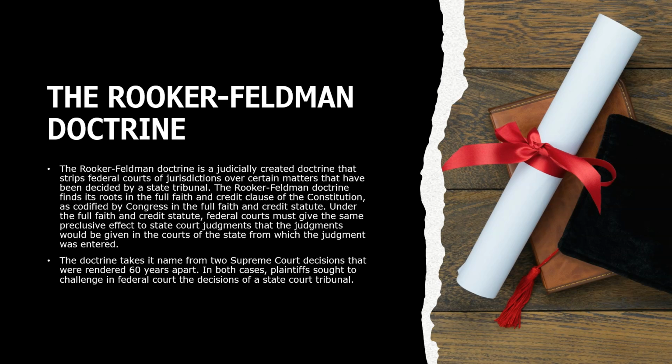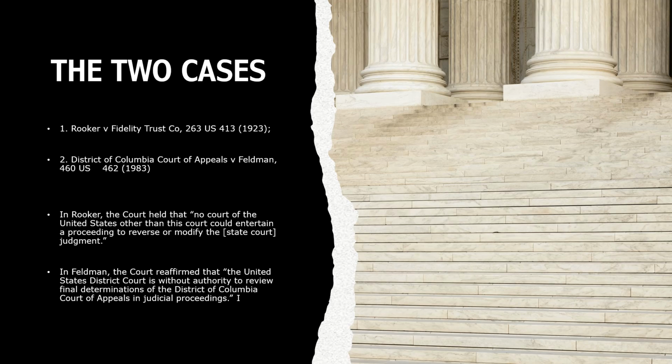The doctrine takes its name from two Supreme Court decisions that were rendered 60 years apart from one another. In both cases, plaintiffs sought to challenge in federal court the decisions of a state court tribunal. The two cases this is referring to are, number one, Rooker versus Fidelity Trust Company, 263 U.S. 413, in 1923. Then we have the District of Columbia Court of Appeals versus Feldman, 460 U.S. 462, 1983.